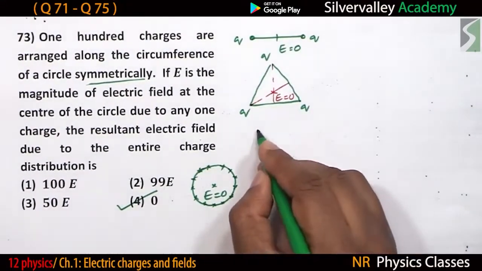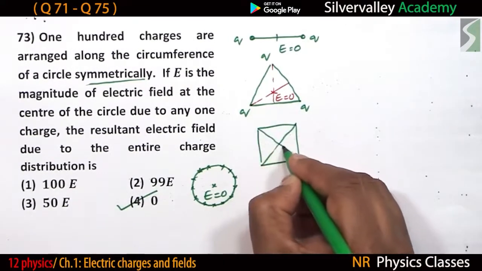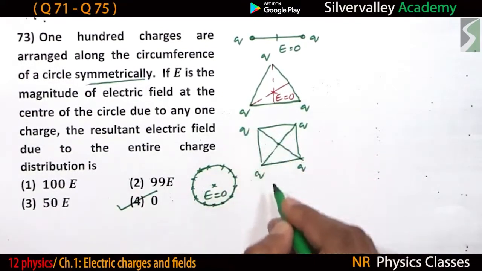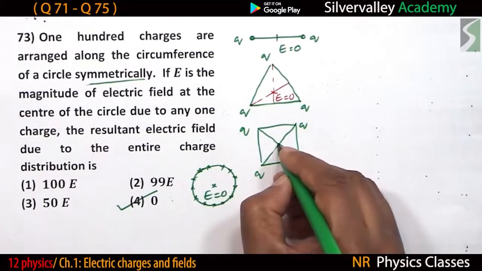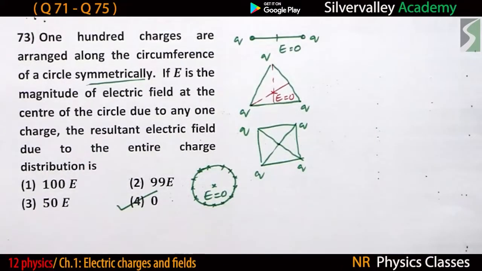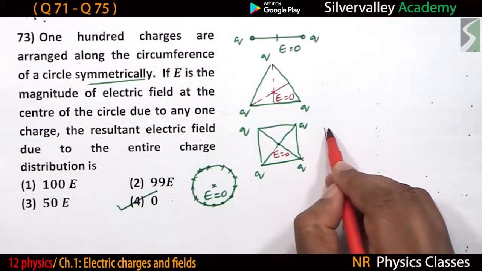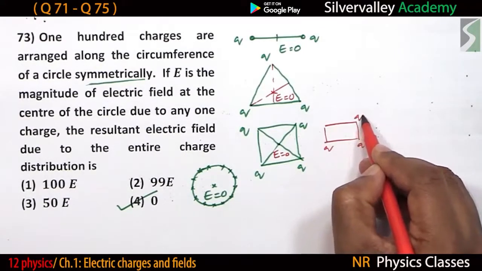If it is a square, intersection of the diagonals, nothing but the center. If there are 4 identical charges, the 4 charges are equidistant from the center. So at the center, the electric field is 0. It could be a square or a rectangle. Electric field at the center is 0.